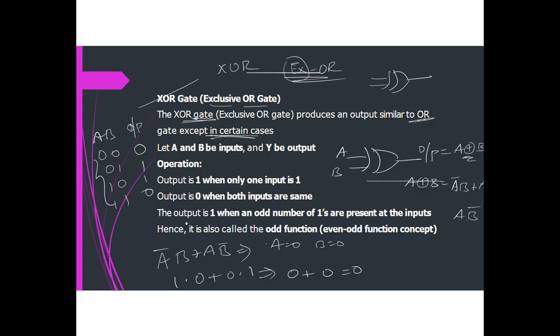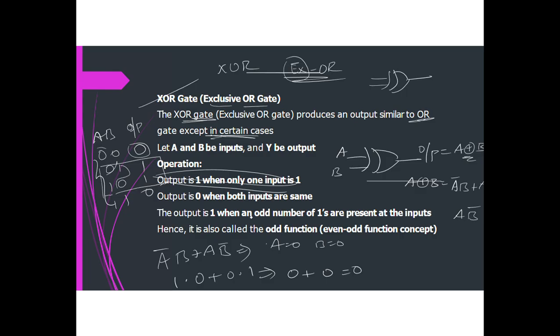So how are you going to write the operation? The output is 1 when only one input is 1. It means if the inputs are different, or if any one input contains 1, the output is 1. Say it like this: if the inputs are the same, then the output is going to be 0. If the inputs are different, then the output is going to be 1. It is very easy to understand.